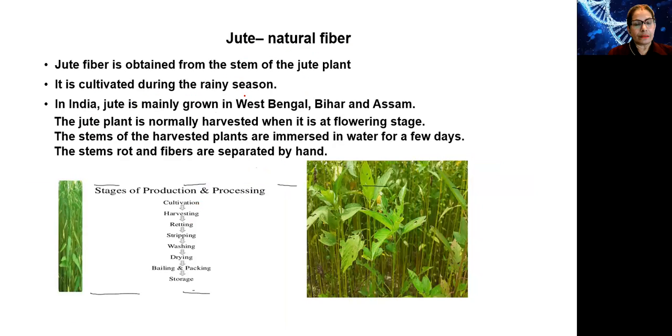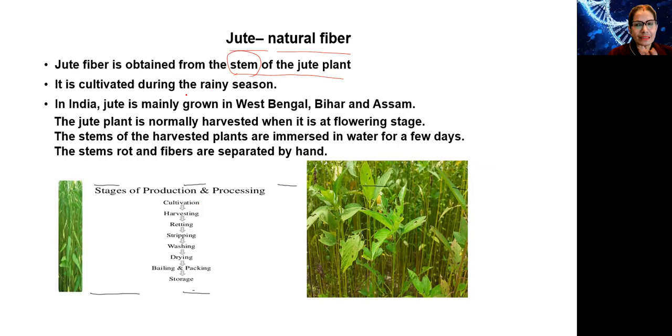Then the second natural fiber which we are talking about is jute. Jute is again a natural fiber. It is grown by the jute plant. So it is obtained from the stem of the jute plant, whereas cotton was obtained from the fruit of the cotton plant known as the cotton ball, B-O-L-L. Okay, so jute is obtained from the stem of the jute plant.